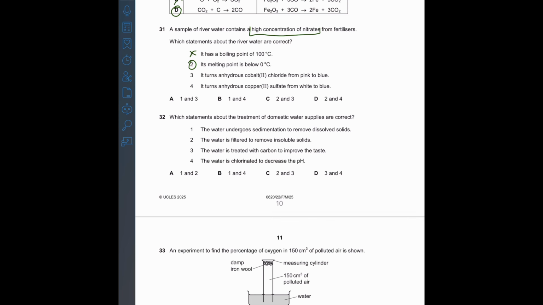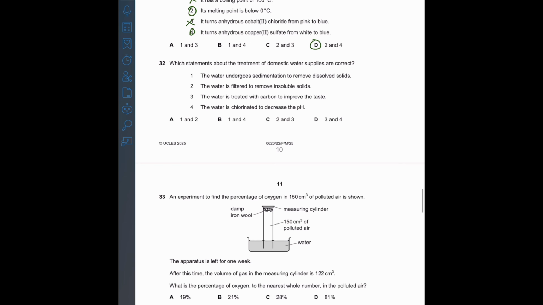Question 3. It turns anhydrous cobalt chloride from pink to blue. Wrong. That's the opposite actually, so this statement is wrong. The 4th statement is it turns anhydrous copper sulfate from white to blue. Yes, if you add water to anhydrous copper sulfate, you will get a blue substance, blue crystals. So 2 and 4 are correct options. That means D is the right answer.